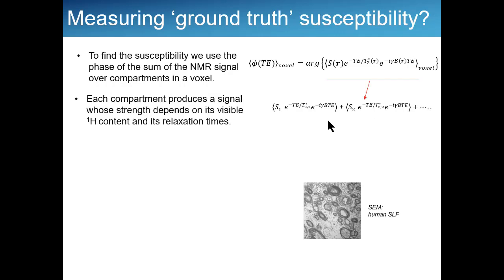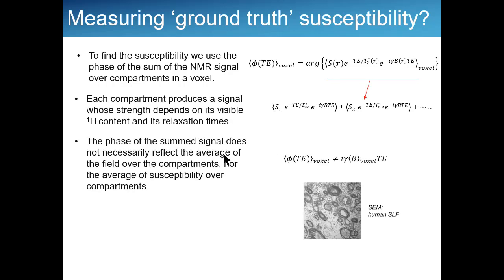But voxels may contain multiple compartments, and it turns out that the phase that we measure in this way is not necessarily reflective of the average field or of the average susceptibility. So if you think about something like myelin, if you have a reasonable echo time, you're losing the signal from the myelin sheath. So you're losing the signal from one compartment. You don't see the effect of that susceptibility directly in this.